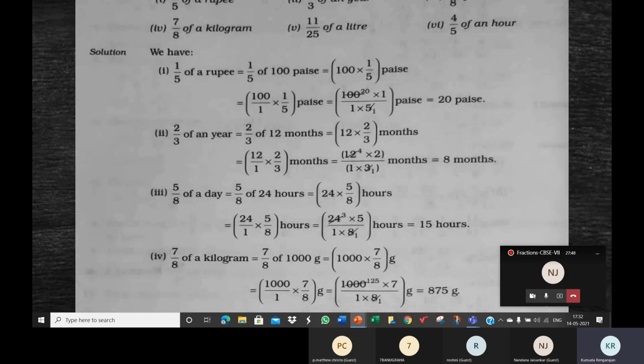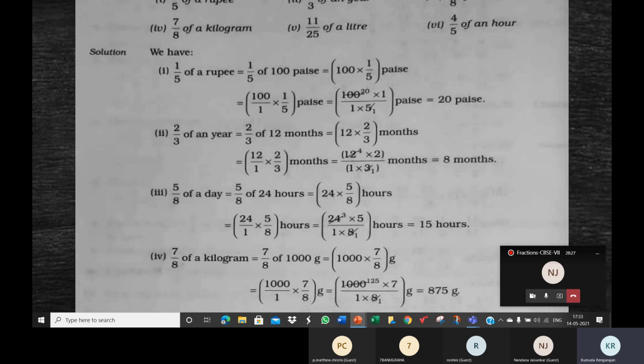What about 1 kilometer? 1000 meters, ma'am. How many days in a year? 365, ma'am. 1 year is equal to 365 days. And how many minutes in an hour? 60 minutes, ma'am. Now do the fifth and sixth one, children.